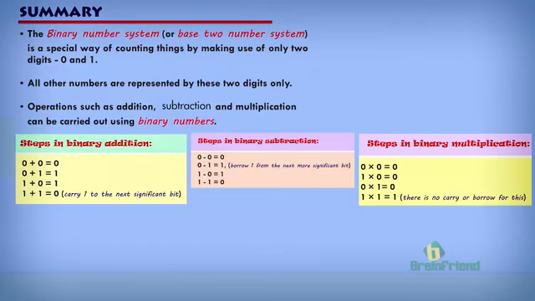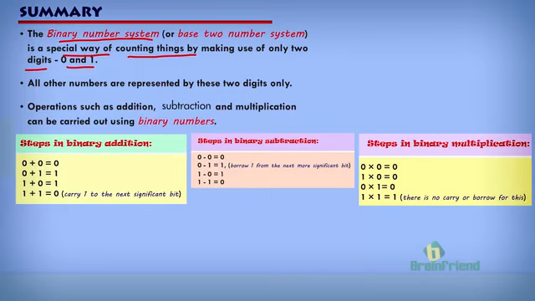Wow, it has been quite an interesting class. We've come to the end of our class today. I will take a quick recap of what we learned about operations in the binary system, talking about multiplication, addition, and subtraction. First, let's remind ourselves what the binary number system is. We said the binary number system is also called the base 2 number system. It's a special way of counting things by making use of only 2 digits, 0 and 1. We said digits are symbols that represent numbers.